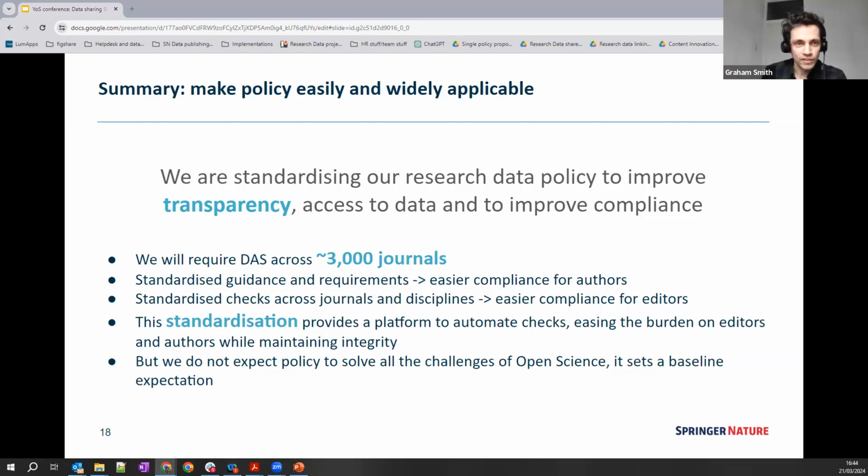Crucially, this also provides us a platform to investigate things like automation. So if we're looking at automation, the important thing is that we have to keep the human in the loop. We're not looking at just turning this over to a machine to do. What we are looking to do is really supplement some of the human checks with things that can be automatically pulled out. Crucial point here is, though, we don't expect the policy to solve all the challenges around open science. And as I'll come to in the next sections, this really sets a baseline expectation on which we can build.